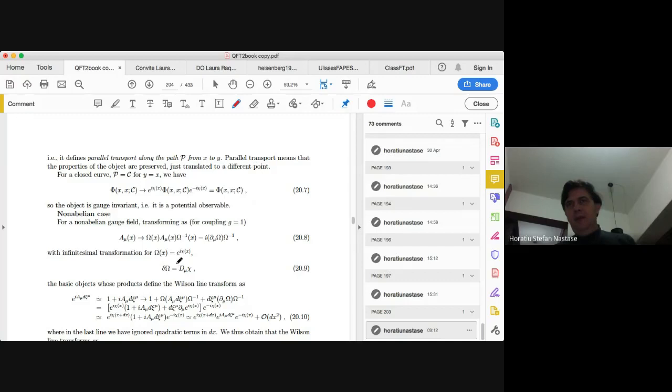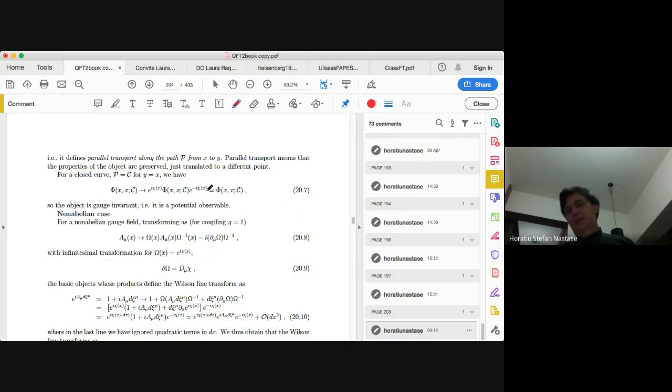But now let's consider the Wilson loop, which is the case of a closed curve. So the closed curve P is now called closed loop C. So I just put y equal to x, but I have to remember that there's still this closed loop C. So I have the Wilson loop of x and C, and it transforms like exponent i chi of x to the left, and exponent minus i chi of x to the right.